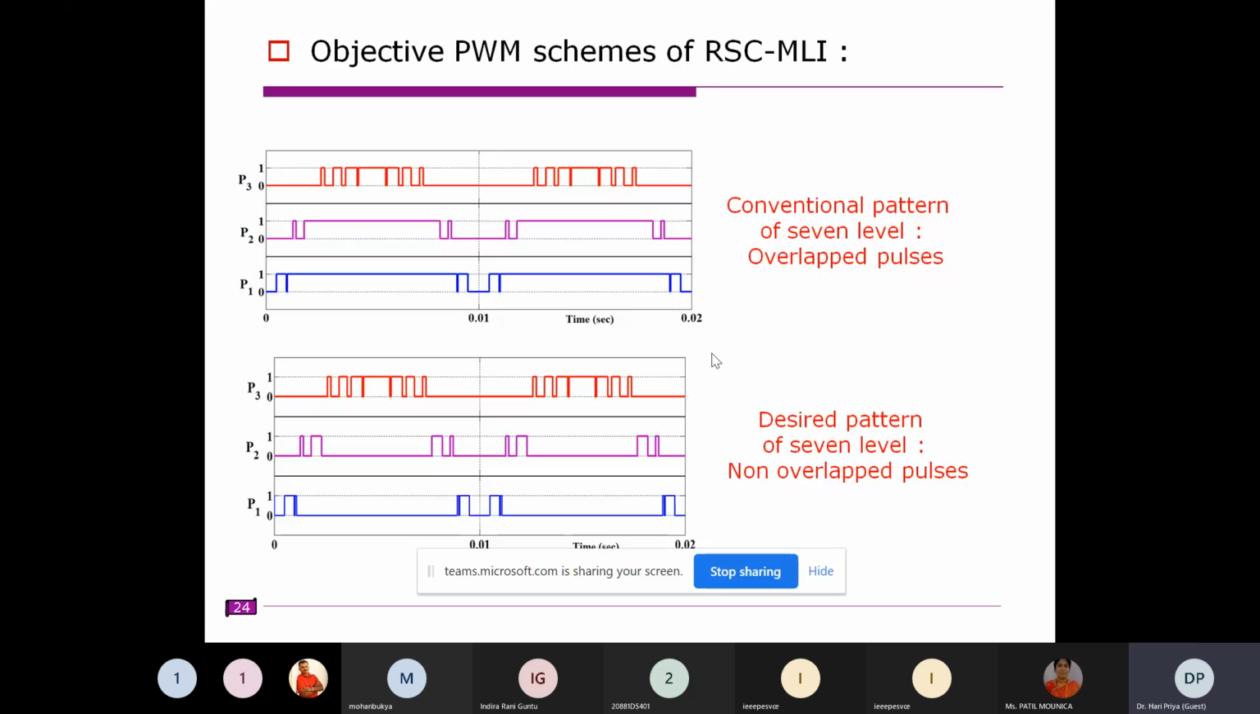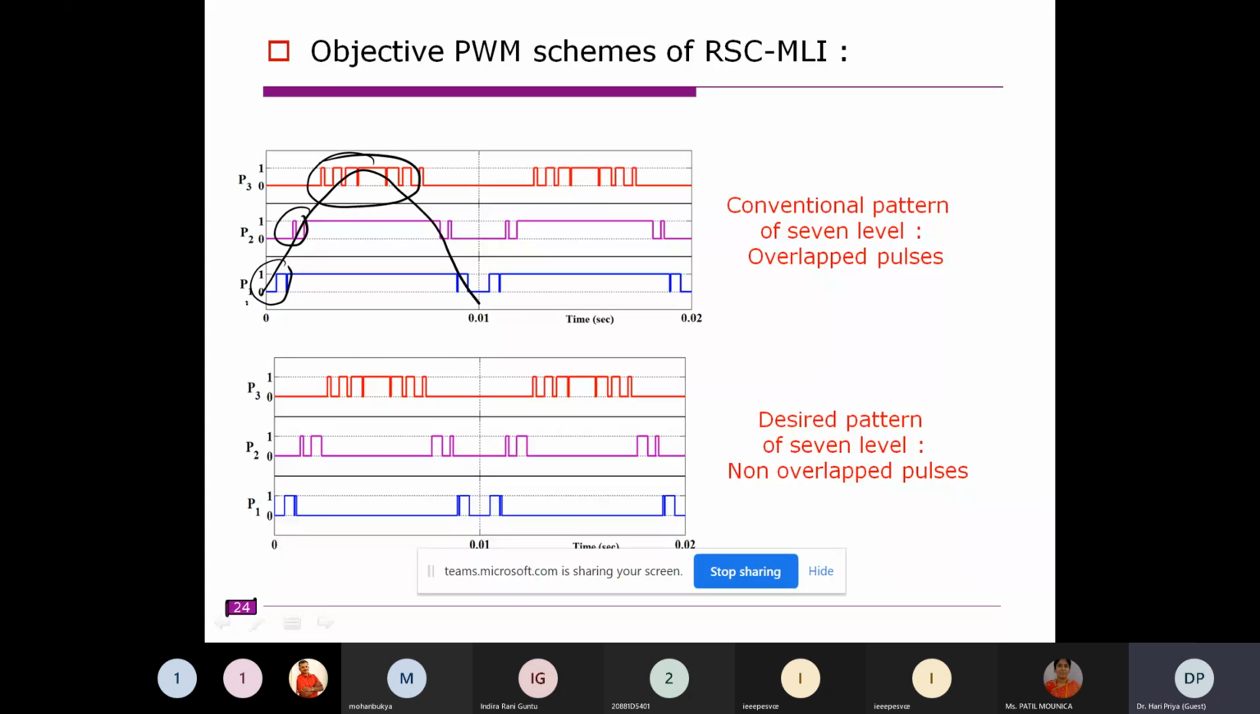In this case, P1 is responsible for obtaining 0 to VDC. P2 is responsible for obtaining VDC to 2 VDC. P3 is responsible for obtaining 2 VDC to 3 VDC. You may wonder how I am telling. It's just like a moving average sine. If I try to draw a moving average sine, obviously I can't make it like this. I can make it only like this. Here it is less, here is a little more magnitude, here is large magnitude. This is how I am trying to say.